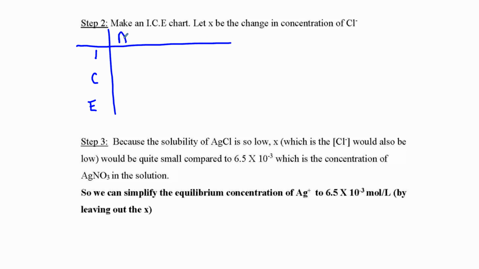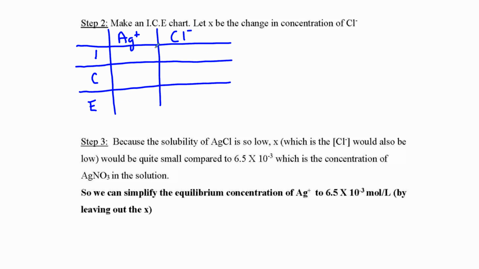Okay, so I have silver and chloride. Now in the last lesson, when we did an ice table, we always started with a concentration of 0 for both ions, right? Because at the beginning of the reaction, before any dissociation has occurred, neither of these would have a concentration. But now we're in a different scenario. We're adding into a solution that already contains silver ions.